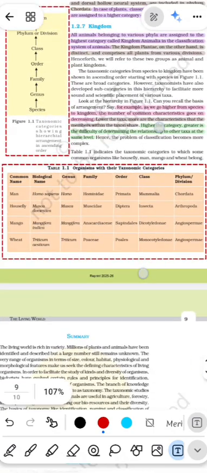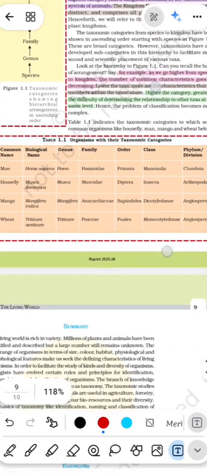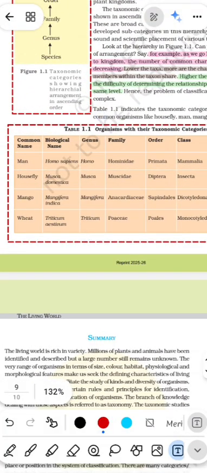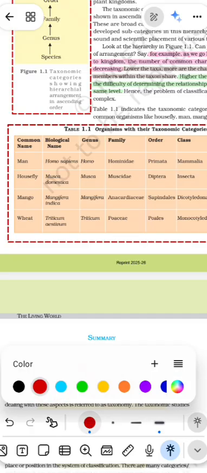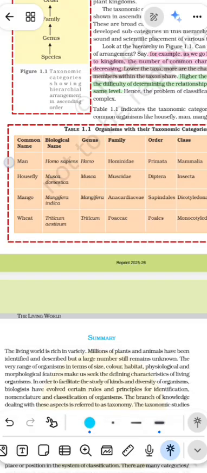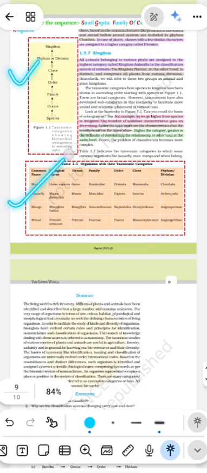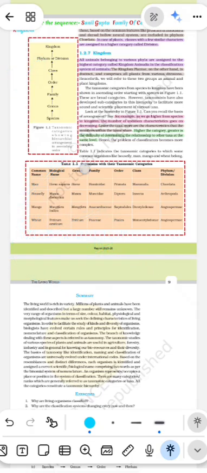Next we move forward to the taxonomic category and binomial name of man. We have already discussed man's taxonomic category, that is Homo sapiens. Genus is Homo, family is Hominidae, order is Primata, class is Mammalia, division is Chordata. These two tables are very important for our exam.